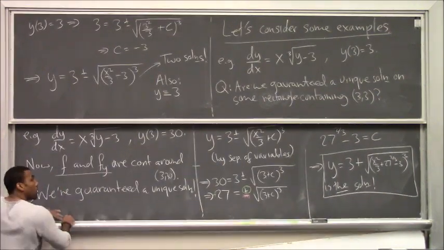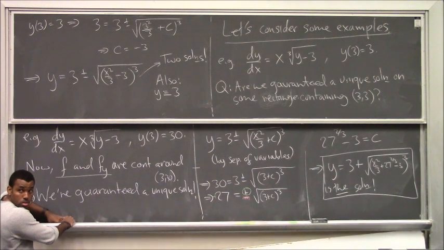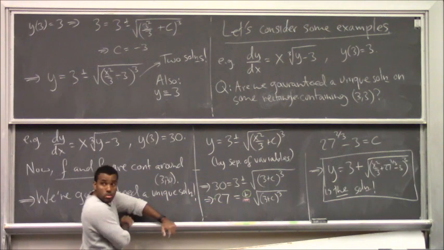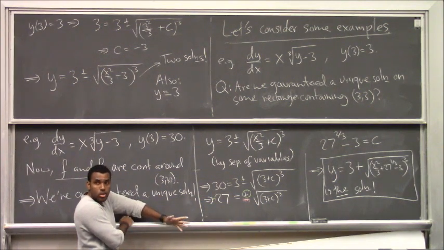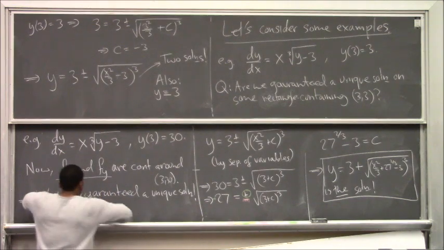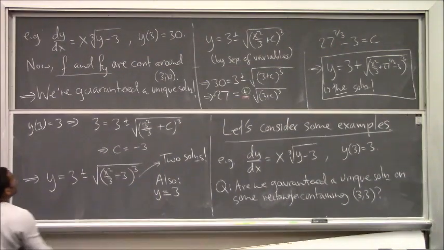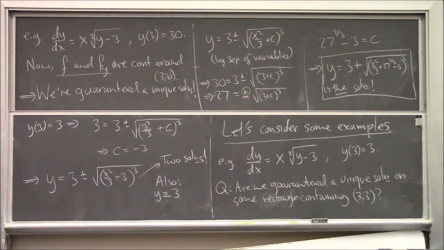Question. I was just confused. Why did you just pick the plus sign and not the minus sign? Because I have plus 27 over here. How can plus 27 equal a negative radical? Yeah. Did you grab that? Yes. I'll probably do some examples where I graph next time.